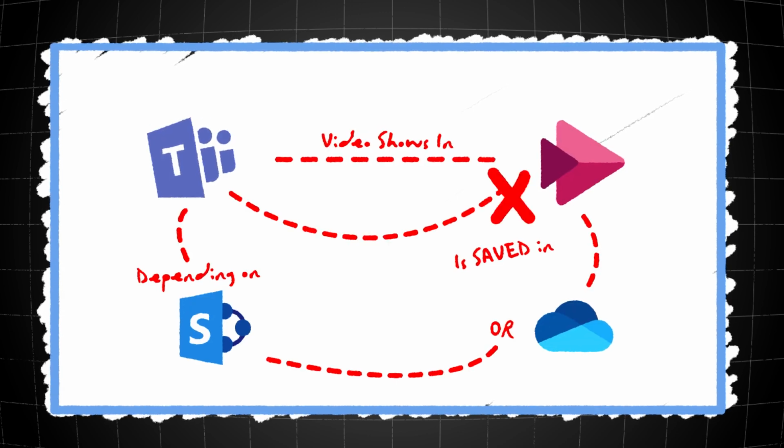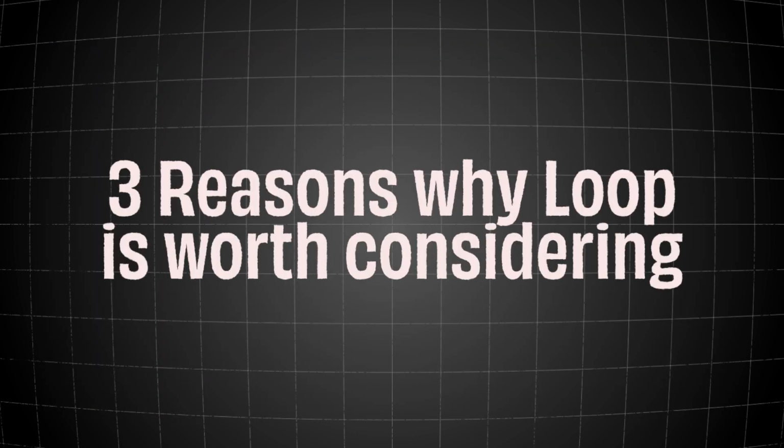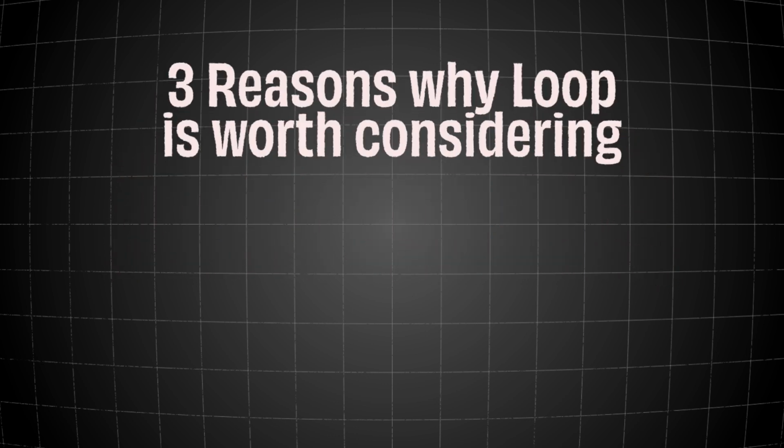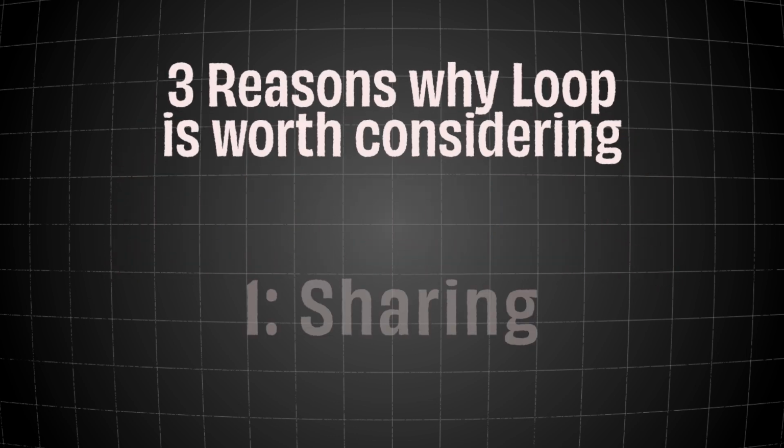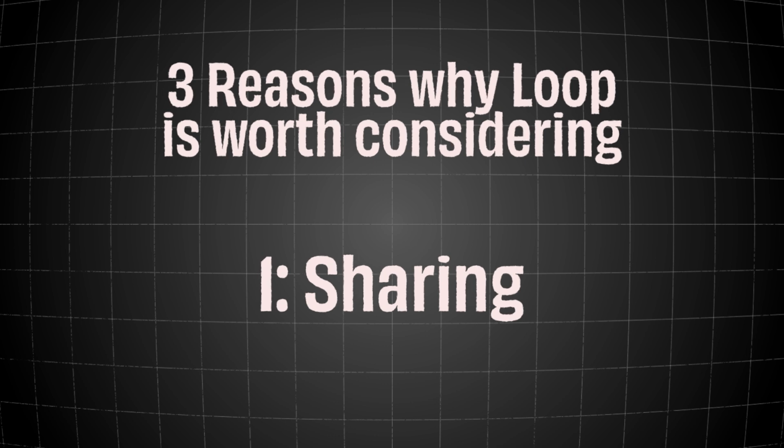Which is all very well, but so what? The Microsoft 365 ecosystem is already so befuddling and convoluted that this seems to be only adding to the confusion. Why should we care? Well, there are 3 things that can be of real practical value here. The first is that Loop makes sharing information a lot easier.